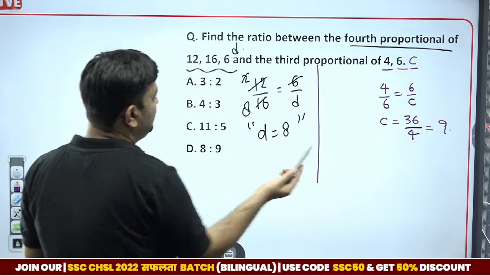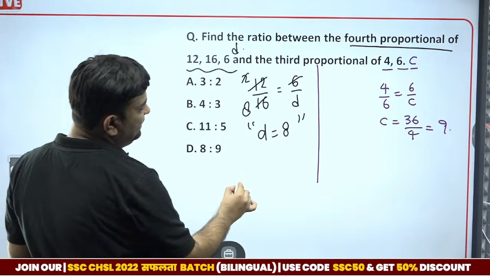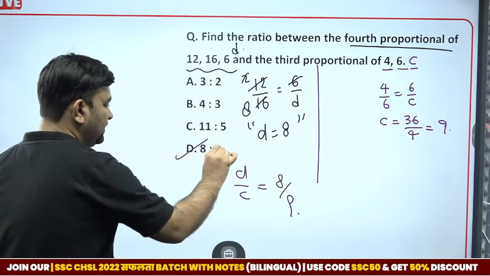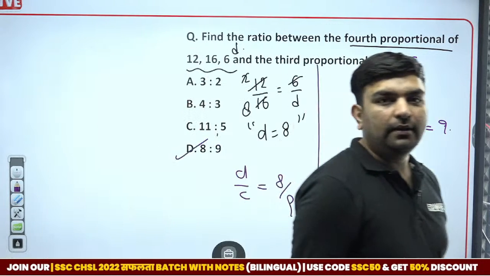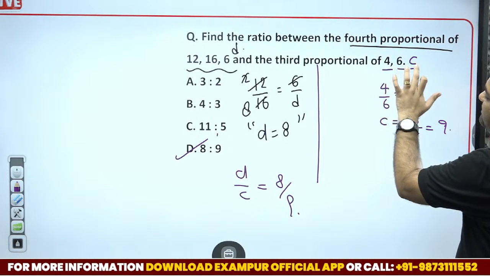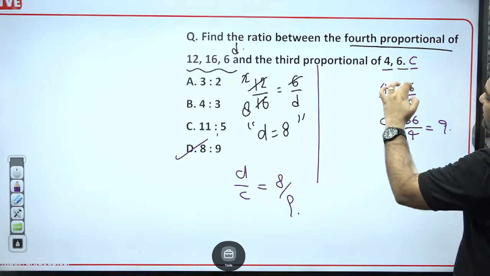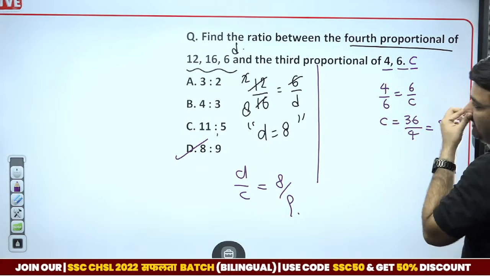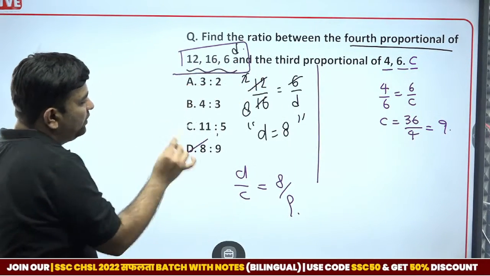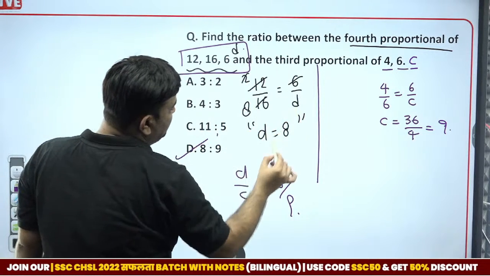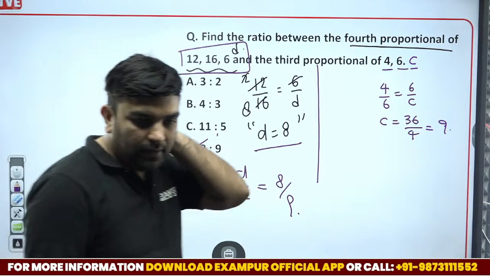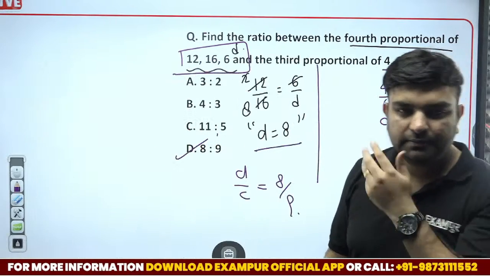What is their ratio? They are asking D ratio C. So 8 ratio 9. Is it absolutely clear? When you do the proportionality of three numbers A, B, C, then A upon B is equal to B upon C, so C is 9. When you do the proportionality of four numbers, A upon B is equal to C upon D, D is 8. I hope it would be clearer, my dear.